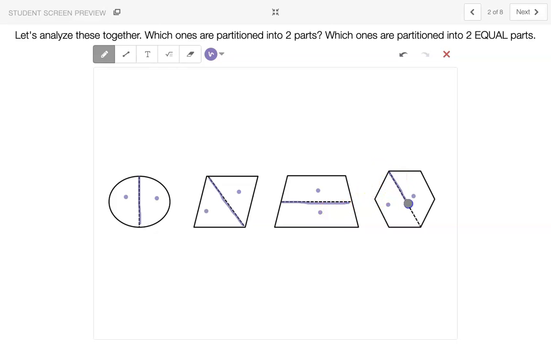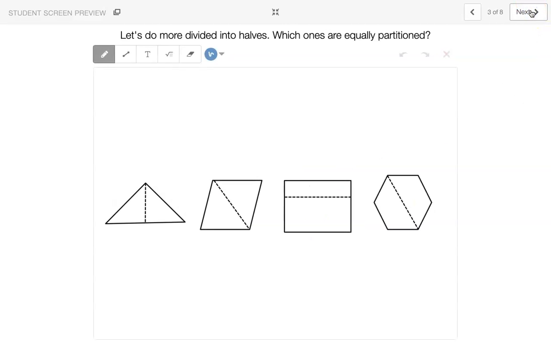And let's look here. 1, 2, 3, 4, 5, 6, a hexagon divided in half gives me 2 trapezoids, 2 equal parts. So this one is not divided into 2 equal parts. So let's do more divided into halves, right? And we are now looking to see which ones are equally partitioned. So let's make sure that they have 2 parts. 1, 2, 1, 2, 1, 2, 1, 2.